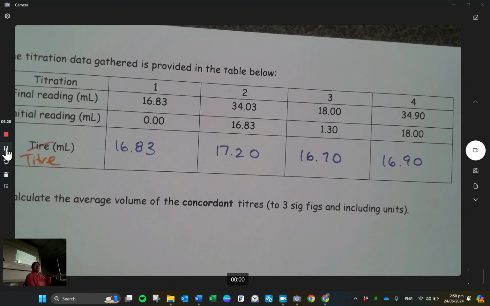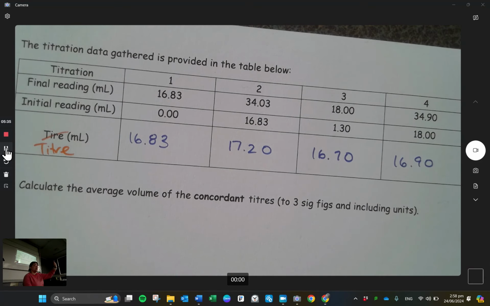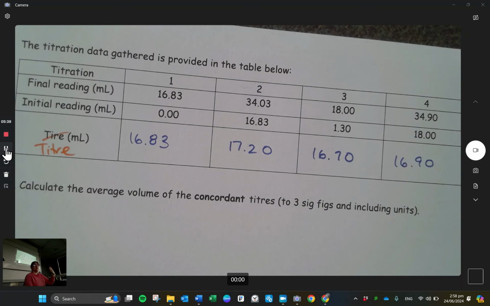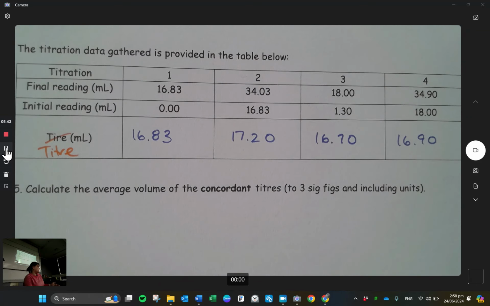All right, some things to note when we're looking at these values is you have initial and you have final. So initial is what I read off of the burette before I start titrating, and final is what I read after I finish titrating. I then do the subtraction to figure out what my volume is.